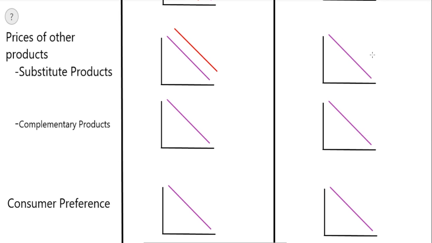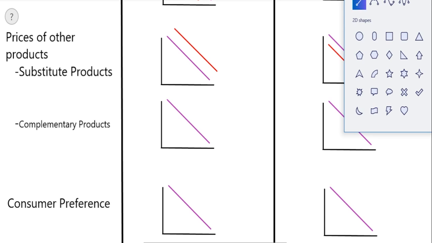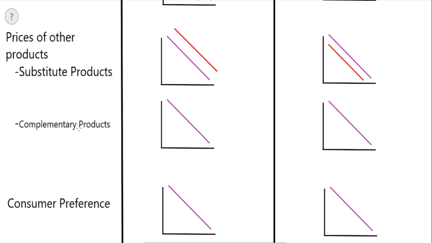Now think about what would happen if we decrease the price of Pepsi. What would happen to the quantity demanded for Coca-Cola? Well, our demand would decrease because now we see there is a cheaper alternative, and that's Pepsi. Okay? Now let's look at complementary products.